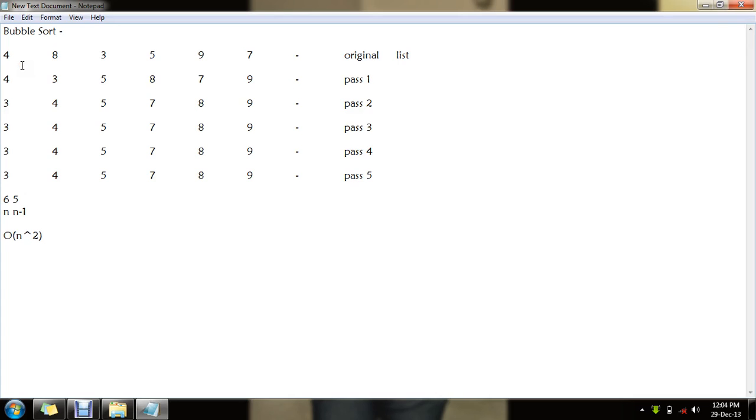Also here n is the number of elements in the list, correct? So if we consider this example, then the complexity would be around big O of 36, correct? Because there are 6 elements, 6 square is 36, so it would take around 36 comparisons to solve this, and this is the maximum, as you know, big O.